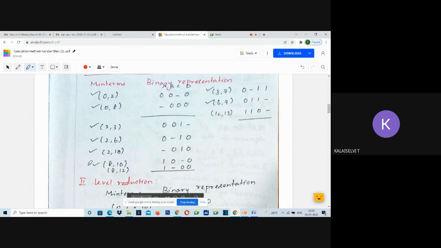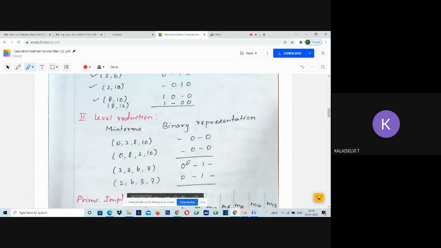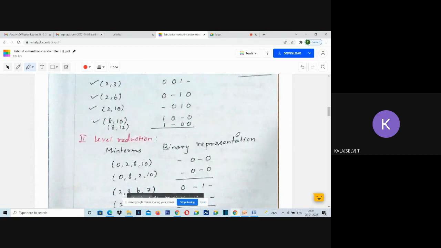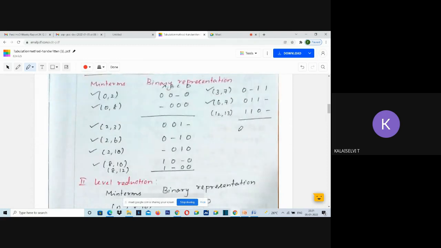2 3 6 7. In 2 3, the hyphen occurs at the fourth bit position. Here also the hyphen occurs at the fourth bit position, and there is a difference in only one bit position. The second bit position differs. So we can write the values as 0 hyphen 1 hyphen. If you have the combination 2 3 6 7, then automatically there is another combination, that is 2 6 3 7. With this, the second level reduction is over.